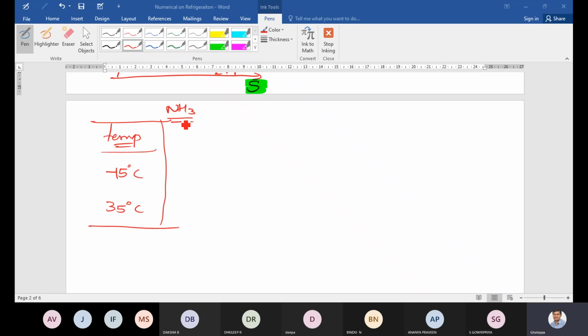No. Minus 14 is available, minus 16 is available, but minus 15 he has not given. You can take the average of 14 and 16 and you will get minus 15. Please help me to write the values of HF at minus 15.